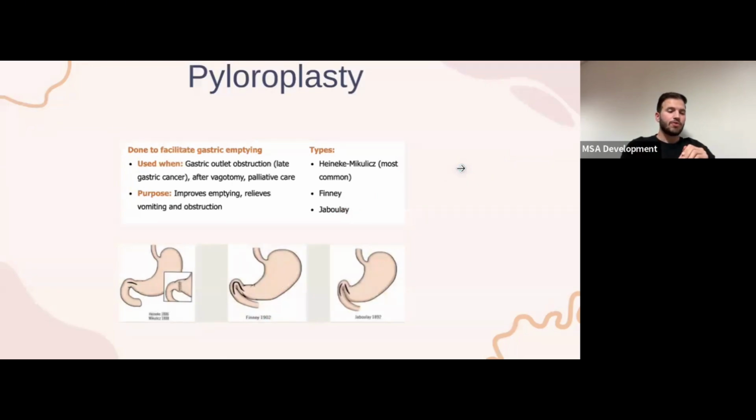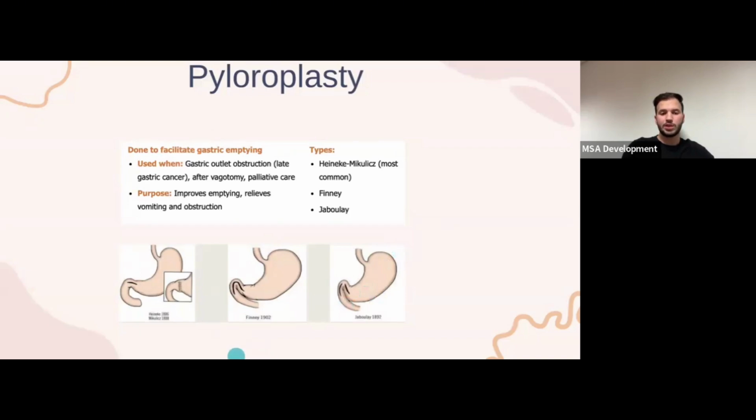Pyloroplasty is a type also of palliative care where we do it to help facilitate gastric emptying. When do we use it? When we have gastric outlet obstruction in late gastric cancer, after vagotomy, and as I mentioned, it's palliative. What does it help us with? Improving emptying and relieving vomiting and obstruction. No need to know how the procedure is actually done. Just know, inshallah, we have three types of pyloroplasty, which are palliative care and help us in relieving the gastric outlet obstruction.